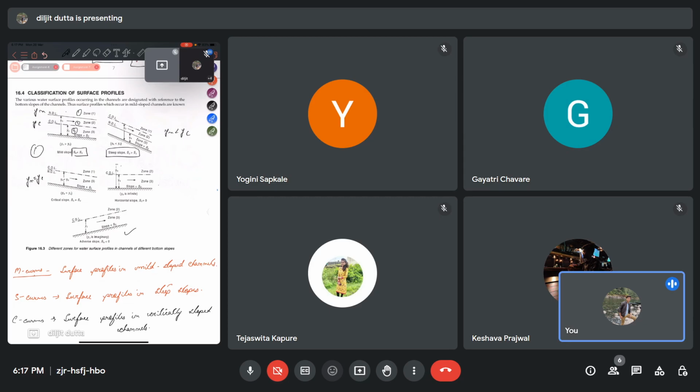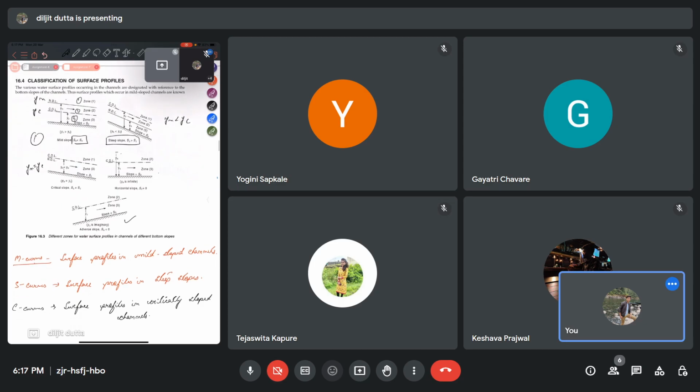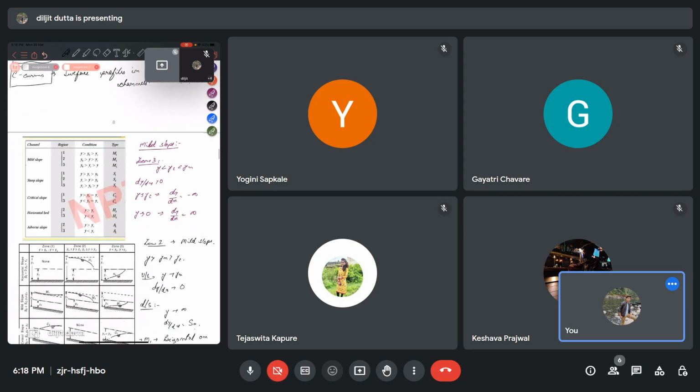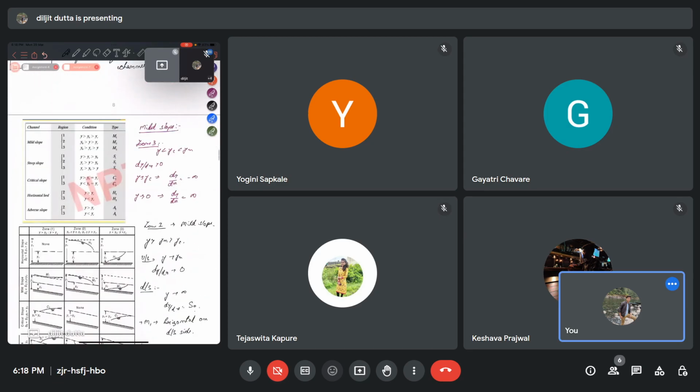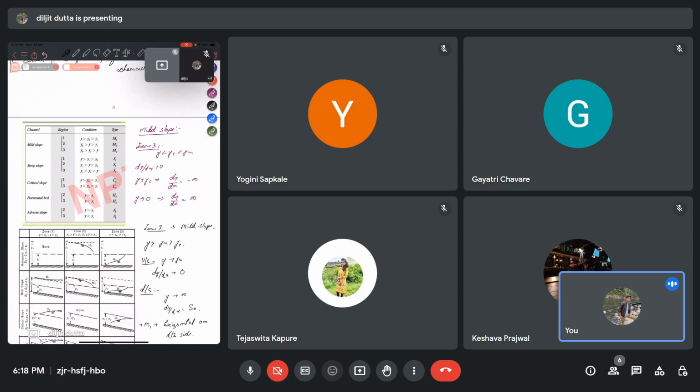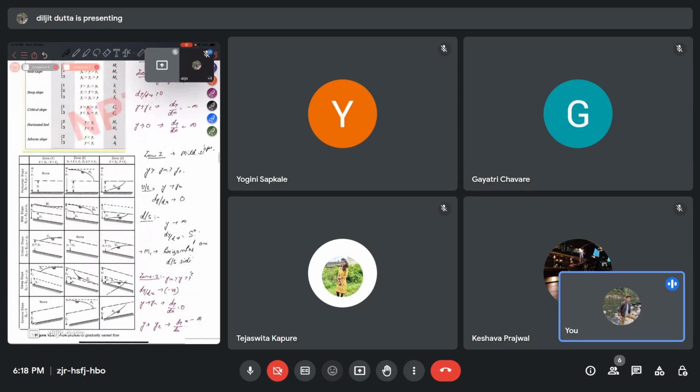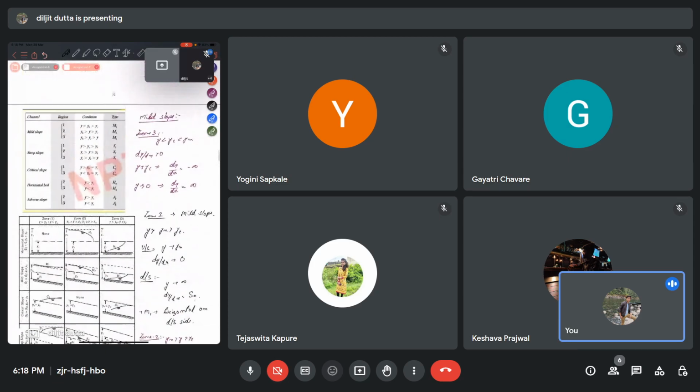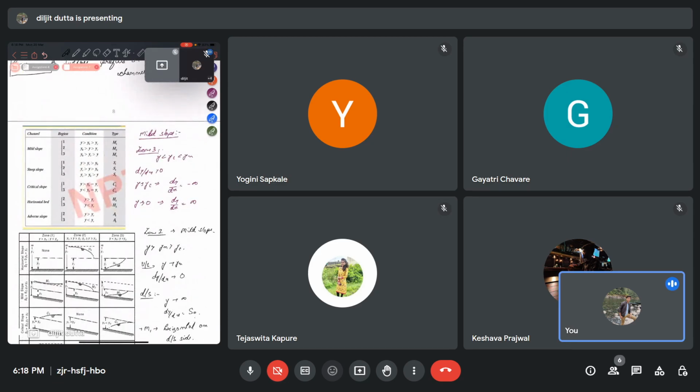So based on the 3 conditions we will get 3 surface profiles, and these surface profiles are called the M curves. That is, for mild slope we call them the M curves, for steep slope the S curves, and for critical slope the C curves. We will see for mild slope how the surface profiles are derived, so we get a basic intuition on that. So just see through this.